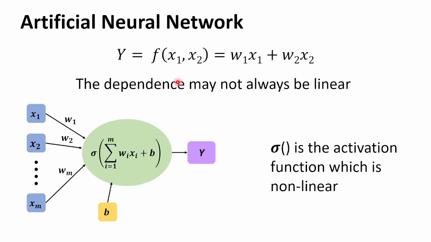In that case, what we could do is have a nonlinear function, sigma, put on top of the linear function, and this would give us a nonlinear function out of it, where we could put in our values x1, x2 through xm, and it would help us predict y. And this nonlinear function is called the activation function in artificial neural networks.